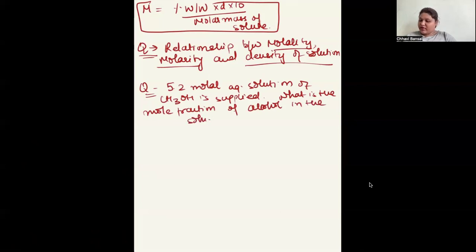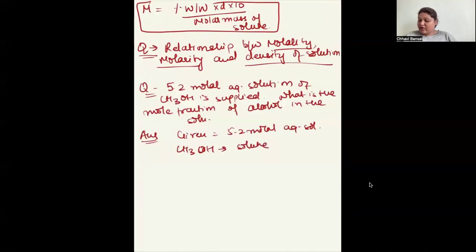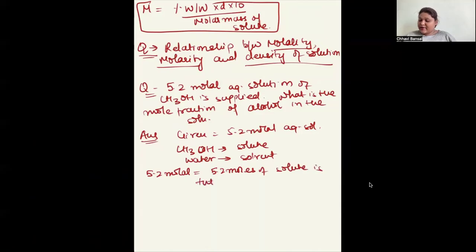Very easy. Whenever you have to solve this type of question, you should always write what is given. 5.2 molal aqueous solution means water is present as the solvent and CH3OH is the solute. Now, 5.2 molal means that 5.2 moles of solute is present in 1000 grams of solvent. Correct?